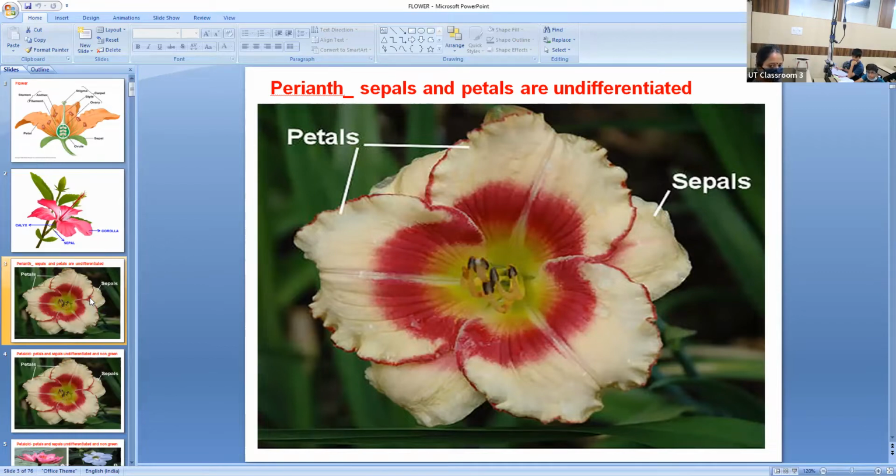Look here, the white one with the red shade. This is the sepals, and the white one and the red, this is also known as the petals. So together they are known as sepals.